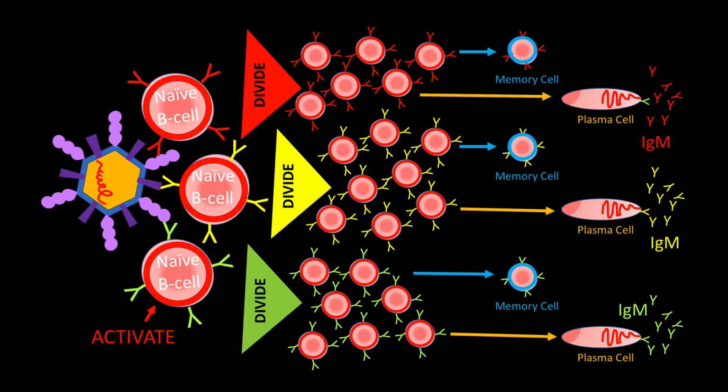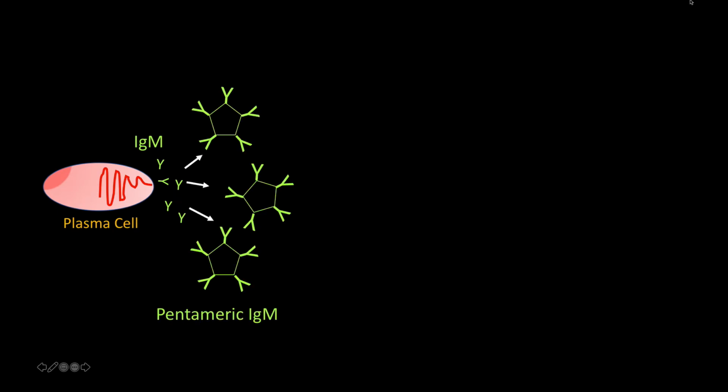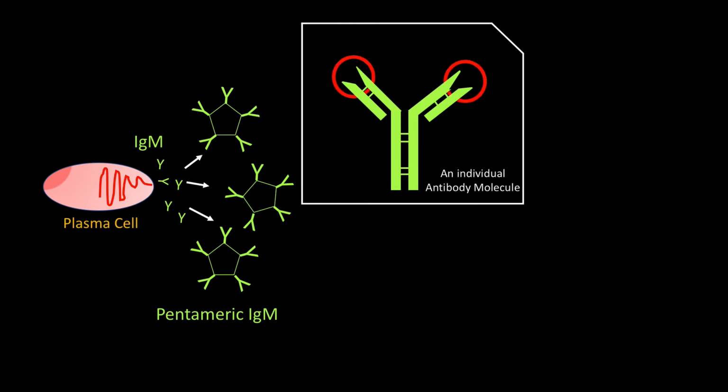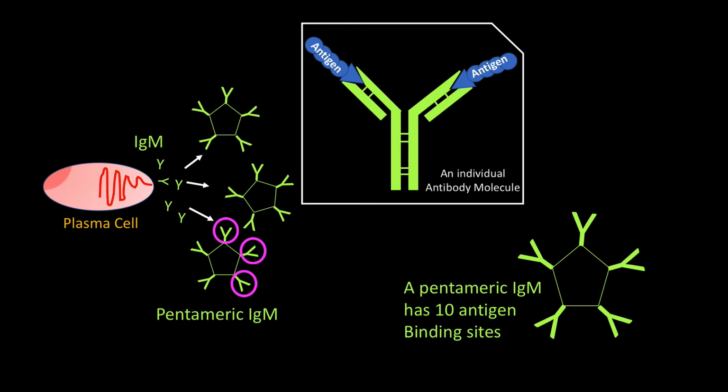IgM molecules produced and secreted into the blood by plasma cells exist as pentamers consisting of 5 antibody molecules. An antibody is a Y-shaped molecule containing 2 antigen binding sites residing at the tips of the 2 arms. A single antibody can bind to 2 antigens or 2 epitopes. Hence, an IgM pentamer with 10 binding sites can bind a virus at 10 different places or antigens. Not all classes of antibodies exist as pentamers, which is unique to the IgM class. There is a special reason for IgM antibodies to exist as pentamers. That is because, in general, IgM antibodies have weak binding affinities towards their antigens.